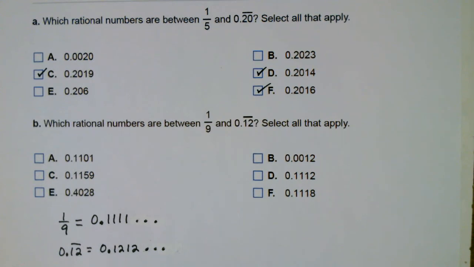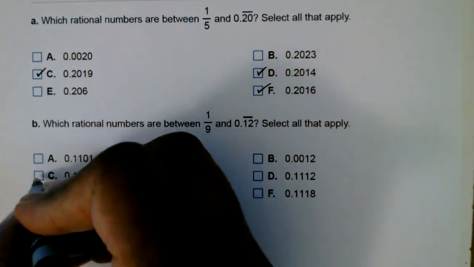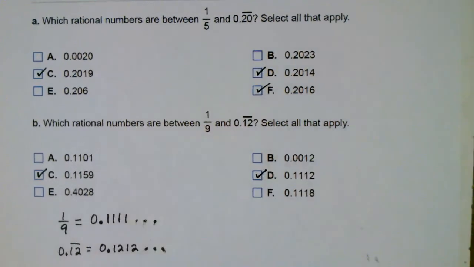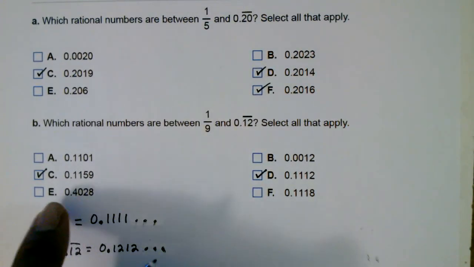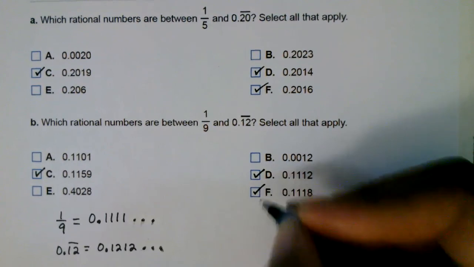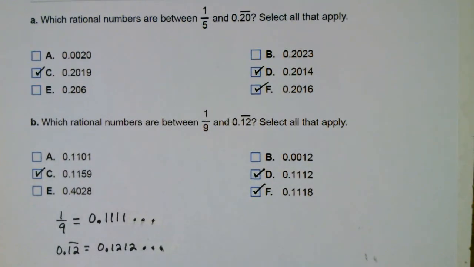Well, 0.1101 would not work. 0.0012 would not. 0.1159 would be between the two. 0.1112 would also be between those. 0.4028 is bigger than 0.1212 repeating. And then 0.1118 would. Okay, so the ones that I've checked are those rational numbers that are between 1/9 and 0.12 repeating.